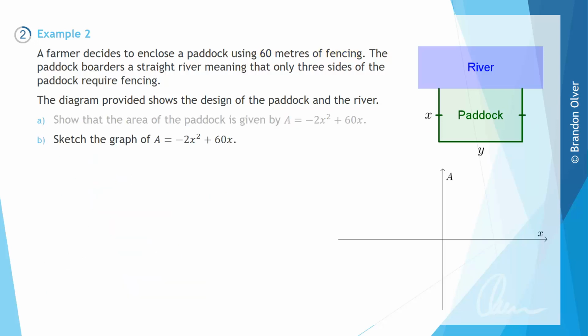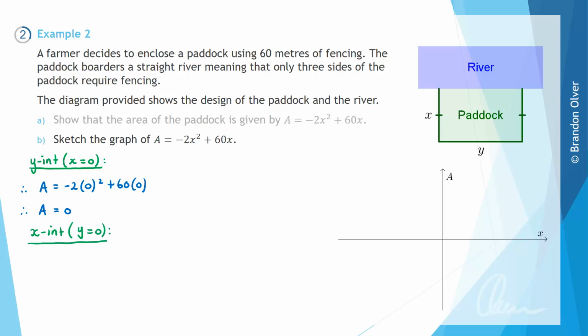For part B, we're asked to sketch the graph of A equals negative 2x squared plus 60x. So to graph this quadratic, we're going to find the key features of the graph. So we're going to start off with the y-intercept, or technically it's the A-intercept, and that occurs when x equals 0. So therefore we'll have A is equal to minus 2 times 0 squared plus 60 times 0. So we just get that A equals 0. Then we can move on to finding the x-intercepts of the graph, and that occurs when y equals 0, or technically when A equals 0 for this example.